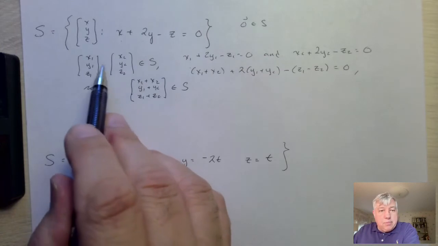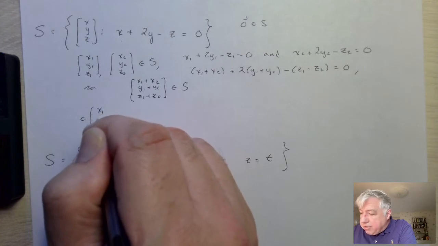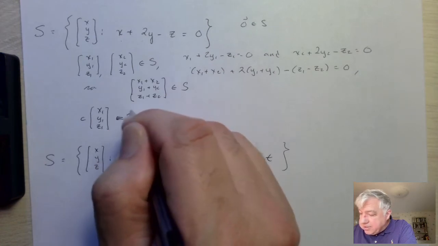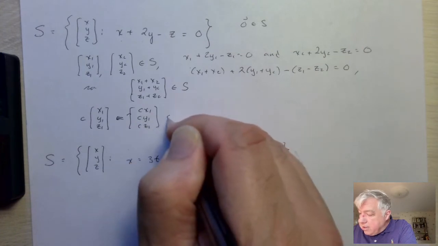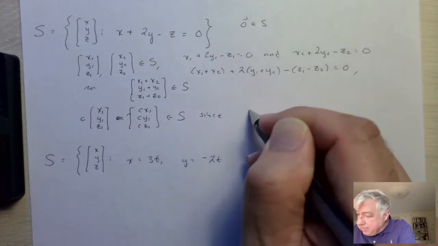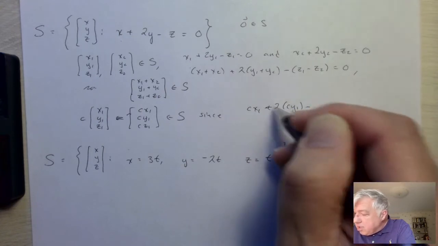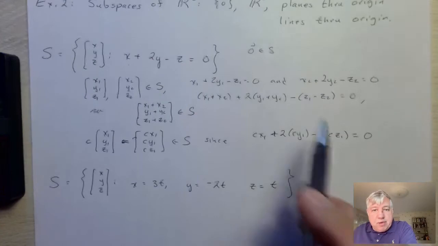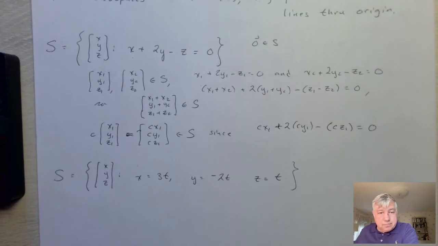Okay, so this plus this equals this. That's in S. And then if we take any real number C and we multiply it by this vector, this is going to be in S because this is equal to (Cx1, Cy1, Cz1), and this is in S since Cx1 plus 2Cy1 minus Cz1 equals 0, and this is true because we just multiplied this equation by C on both sides. Okay, all right.